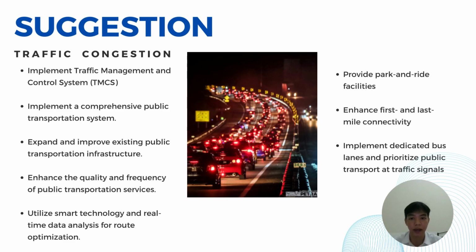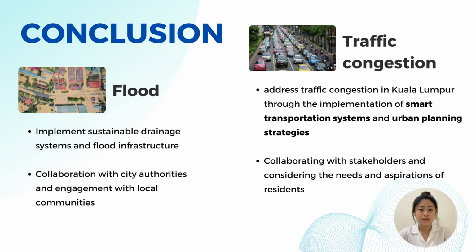So the suggestion that I will give for the traffic congestion problem statement is to implement a traffic management and control system (TMCS) to allow quick and effective control of vehicles entering, inside, and exiting the tunnel. Then implement a comprehensive public transport system in Kuala Lumpur or in other states facing the same problem. Expand and improve existing public transport infrastructure, enhance the quality and frequency of public transport service, utilize smart technology and real-time data analysis for route optimization, and provide park and ride facilities to enhance first and last mile connectivity. And the last suggestion is to implement dedicated bus lanes and prioritize public transport at traffic signals.